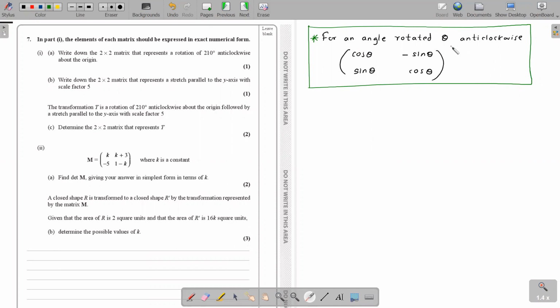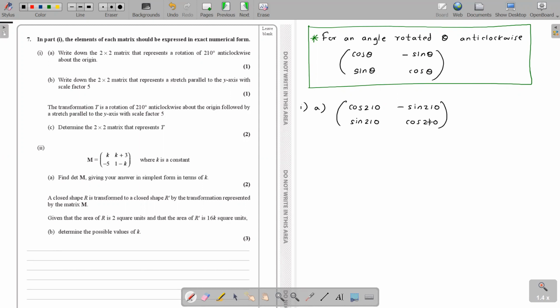So I have written it here. For a rotation through angle theta degrees anti-clockwise about the origin, the transformation matrix is given by cos theta, sine theta, minus sine theta, cos theta. So all you have to do is replace all your thetas with 210. So it's just 1 mark. Input 210: cos 210 over sine 210, minus sine 210, cos 210.